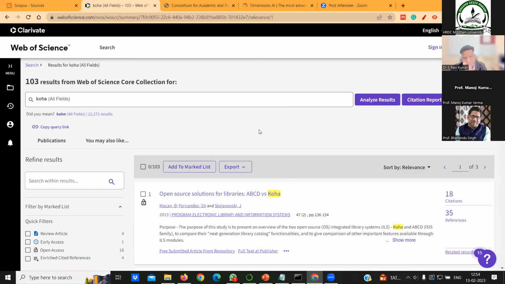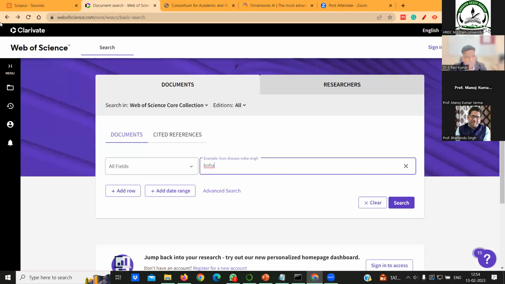Why I'm giving this example is that citation depends on the area you are working in. Choose an area in which your visibility will be more. I'm not telling that working in Koha is good or bad, because these are all very niche areas where only limited people are working. Meaning my publication on Koha will be cited by these 103 people only. Whereas if I publish in bibliometrics, I have a chance of getting cited by those 6,000 people. That is the only thing I want to explain here.